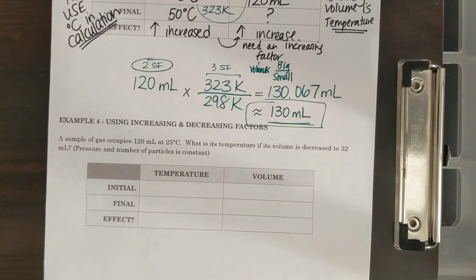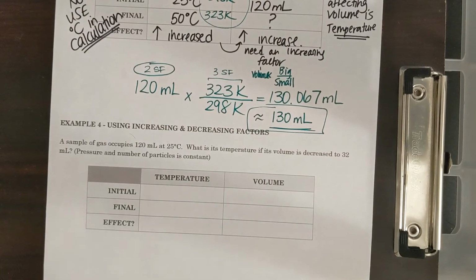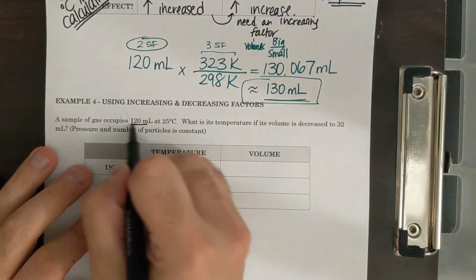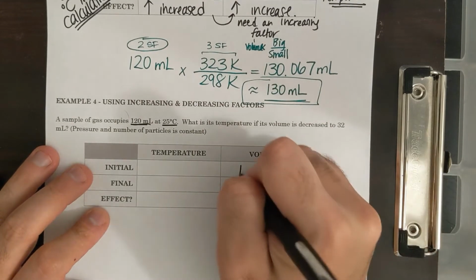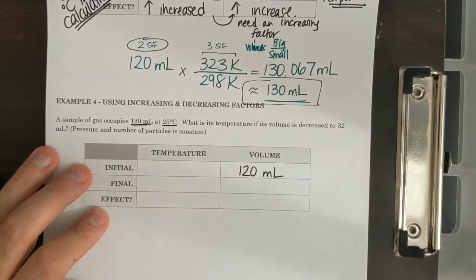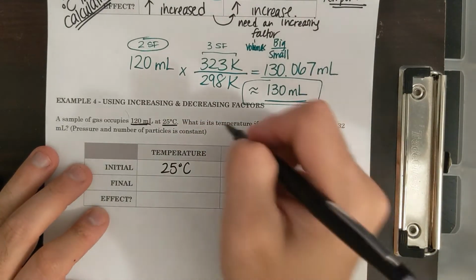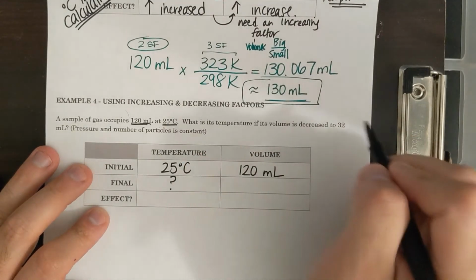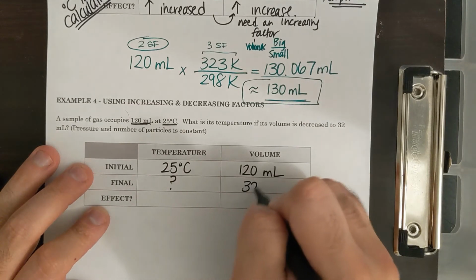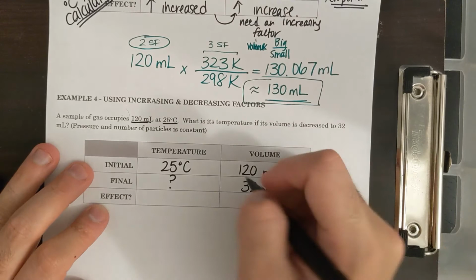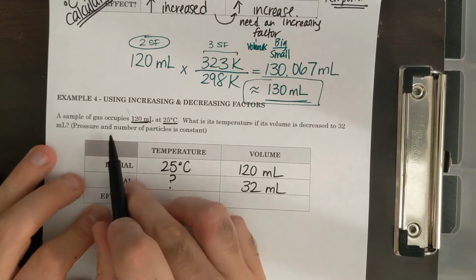All right. Let's look at example number 4, another example where we just do temperature and volume. It says a sample of gas occupies 120 milliliters at 25 degrees Celsius. So again, my volume is 120 milliliters, and the temperature is 25 degrees Celsius. What is its temperature? So I'm looking for that. If its volume is decreased to 32 milliliters. Okay? All right, and it says number of particles and pressure is constant.